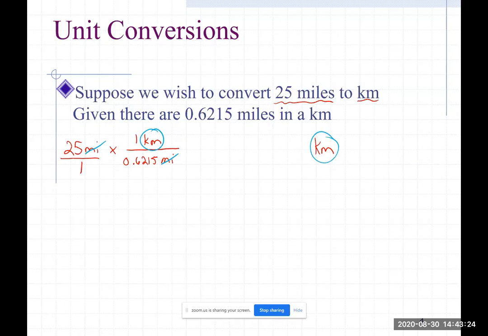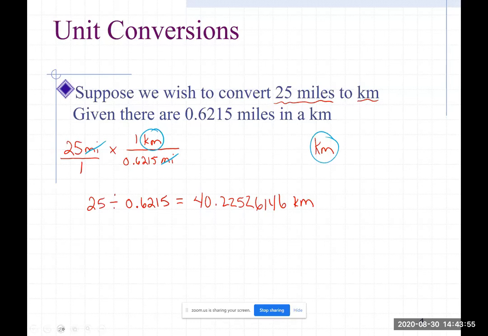We put it into our calculator as 25 divided by 0.6215. And I get 40.2252614. And of course, the units are kilometers.